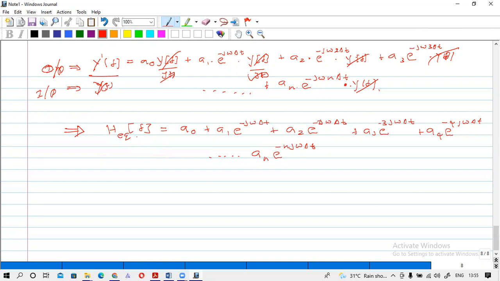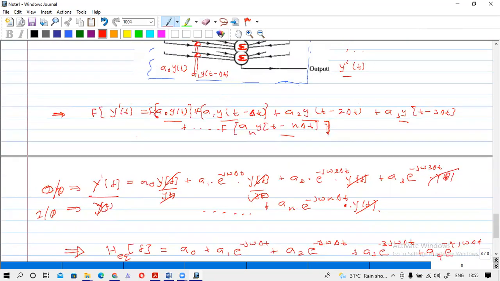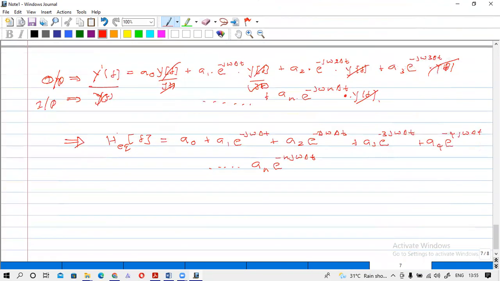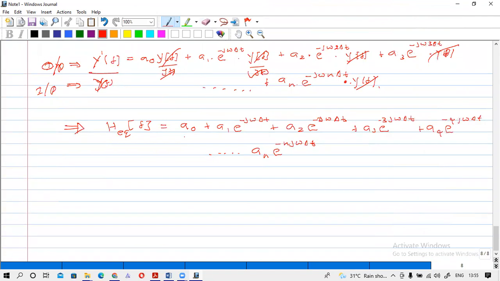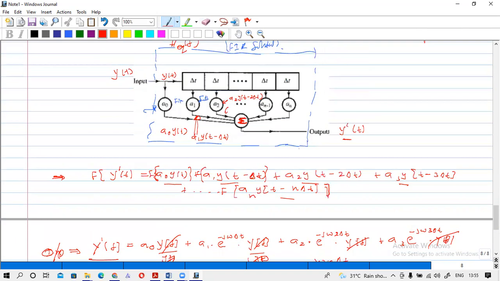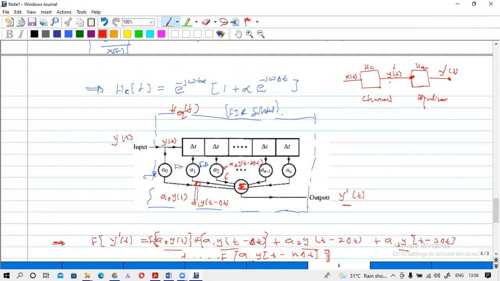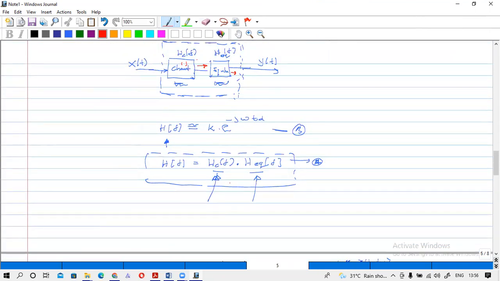Now, what is our task? Our task is to find these coefficients for distortionless transmission, to cancel out the distortion. To cancel out the distortion, we need to find these coefficients. So again, we have to use these two properties for distortionless transmission.